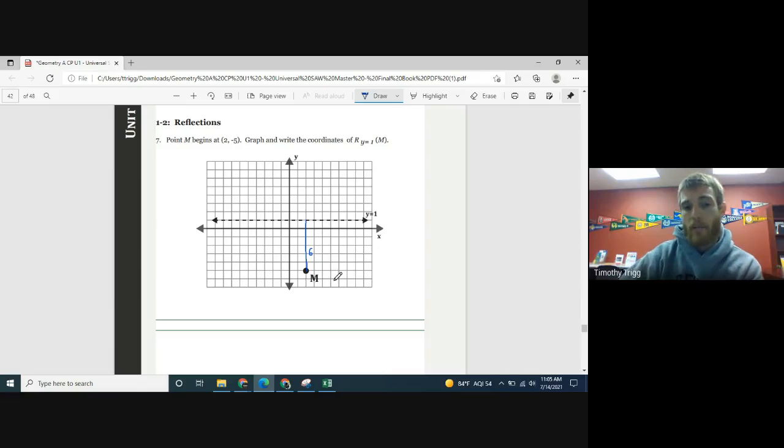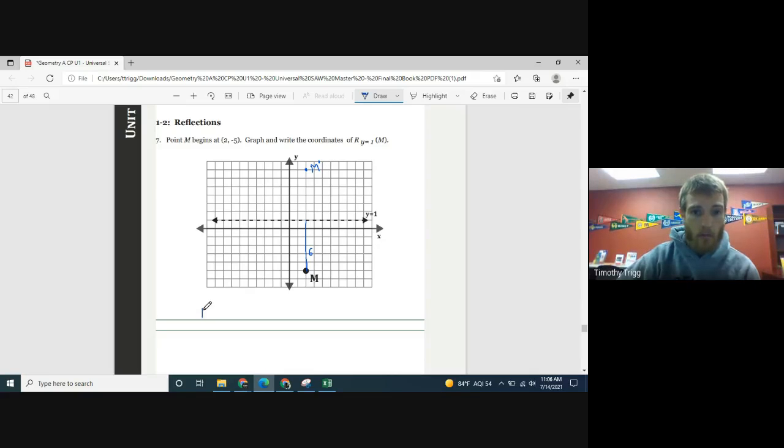So that means that from the reflection line, I want to go 6 in the opposite direction to get my image. So 1, 2, 3, 4, 5, 6. Make sure you're going from the reflection line that distance. A lot of people make the mistake and go from the x-axis. Don't do that. You want to go from the reflection line to here. So this tells us where our image is. So we're going to label that as M prime.